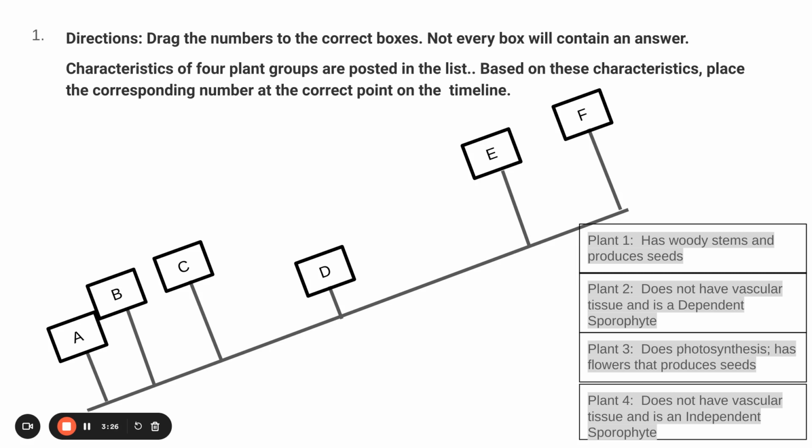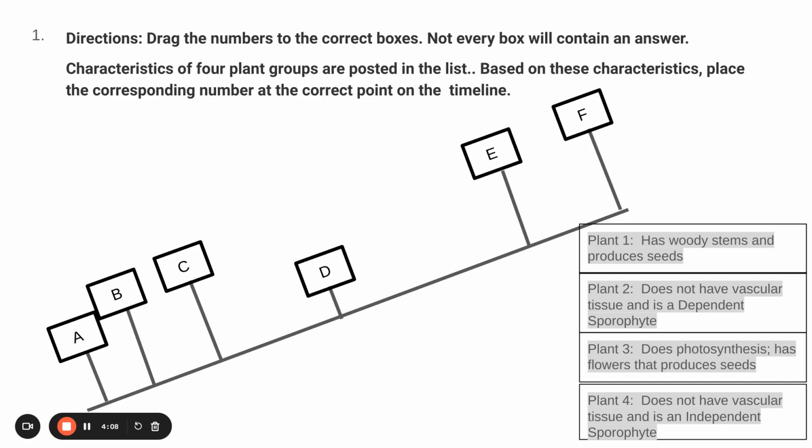Number 2 says that it doesn't have vascular tissue, so it doesn't have xylem and phloem, and it's a dependent sporophyte. Now, we don't even have to know what a dependent sporophyte is. We just have to eyeball it here on this timeline. So it says that it doesn't have vascular tissue, but it is a dependent sporophyte. So that means that it's going to have to be either B or C. And when we look at it, there's a dependent sporophyte and there's an independent sporophyte. And this specifically states dependent sporophyte. So that means that number 2 has to be B.